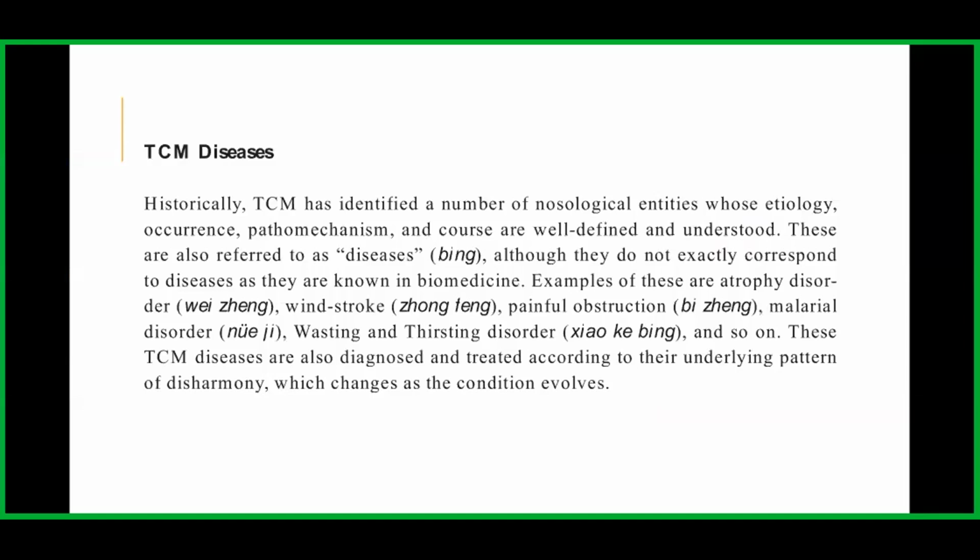Historically, TCM has identified a number of nosological entities whose etiology, occurrence, pathomechanism, and course are well defined and understood. These are also referred to as diseases, although they do not exactly correspond to diseases as they are known in biomedicine. Examples of these are atrophy disorder, wind stroke, painful obstruction, malarial disorder, wasting and thirsting disorder, and so on. These TCM diseases are also diagnosed and treated according to other underlying patterns of disharmony, which change as the condition evolves.